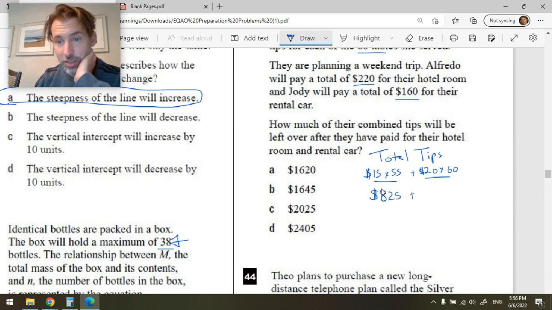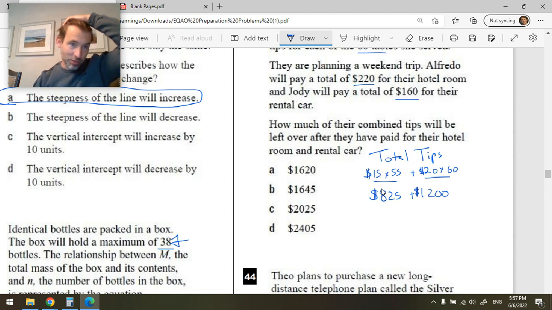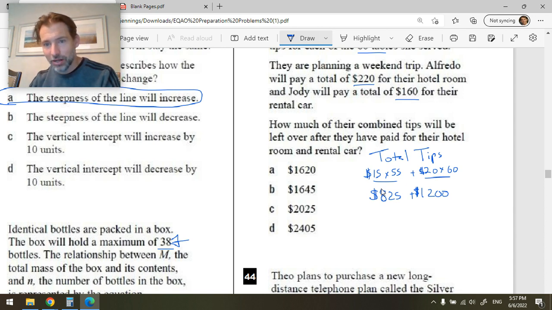825 plus, notice this is happening in order, $1,200. Is this per night or per week? That could be per week and you would still say, well, I'm making do at the restaurant. But if you can make that kind of money per night, wow. But I don't think you can serve 55 tables a night. And those of you who have done some server work can let us know. All right, and then we add these together, and that's $2,025.